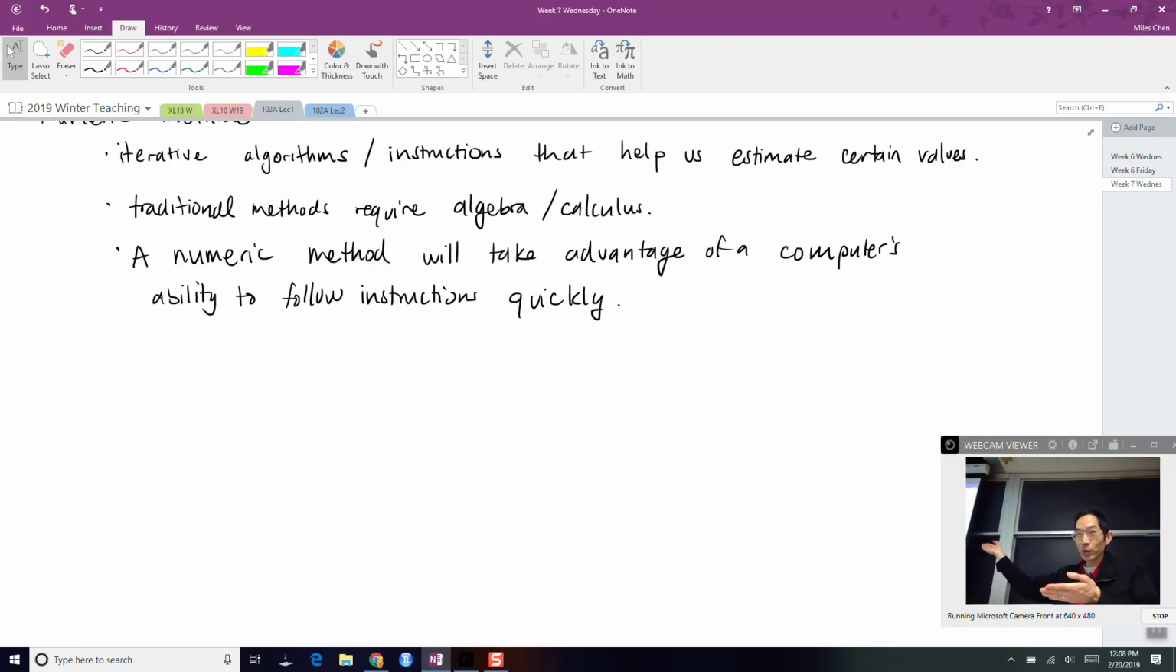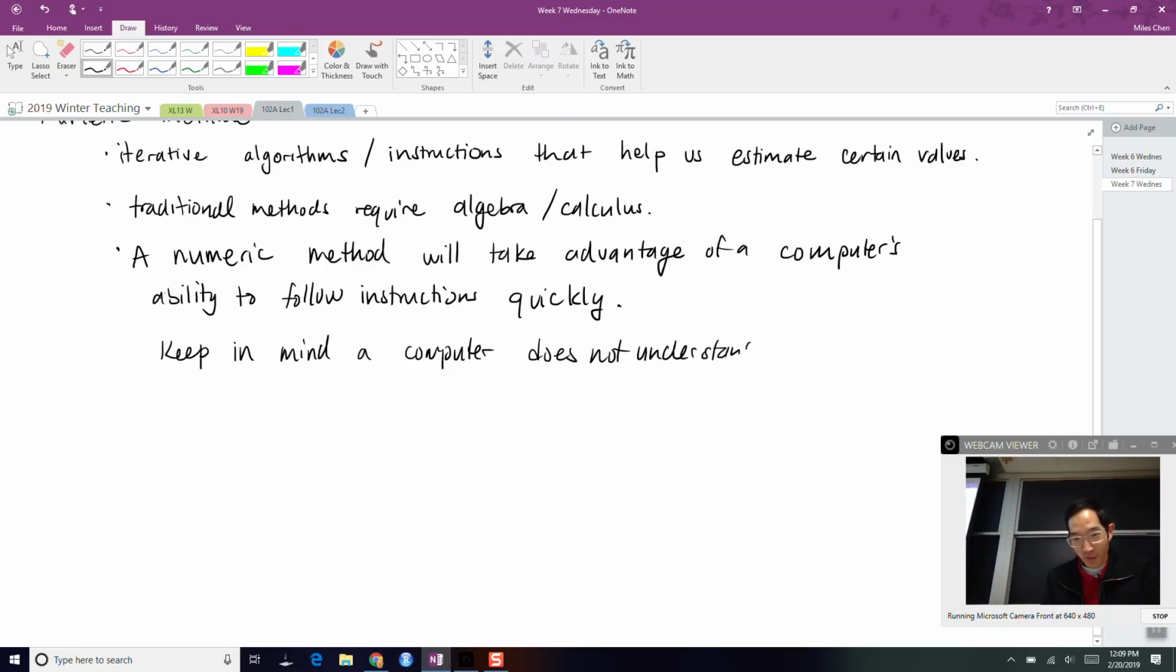And so if we want to solve an algebraic equation, we can do it with the computer, but we have to use a numeric method, and we have to frame our problem to be set up to employ a numeric method. That requires a little bit of thinking on our part, but it will allow us to get some of these answers. Our first class of numeric methods is going to be root finding methods. A numeric method will take advantage of a computer's ability to follow instructions quickly. Keep in mind, a computer does not understand algebra or calculus.